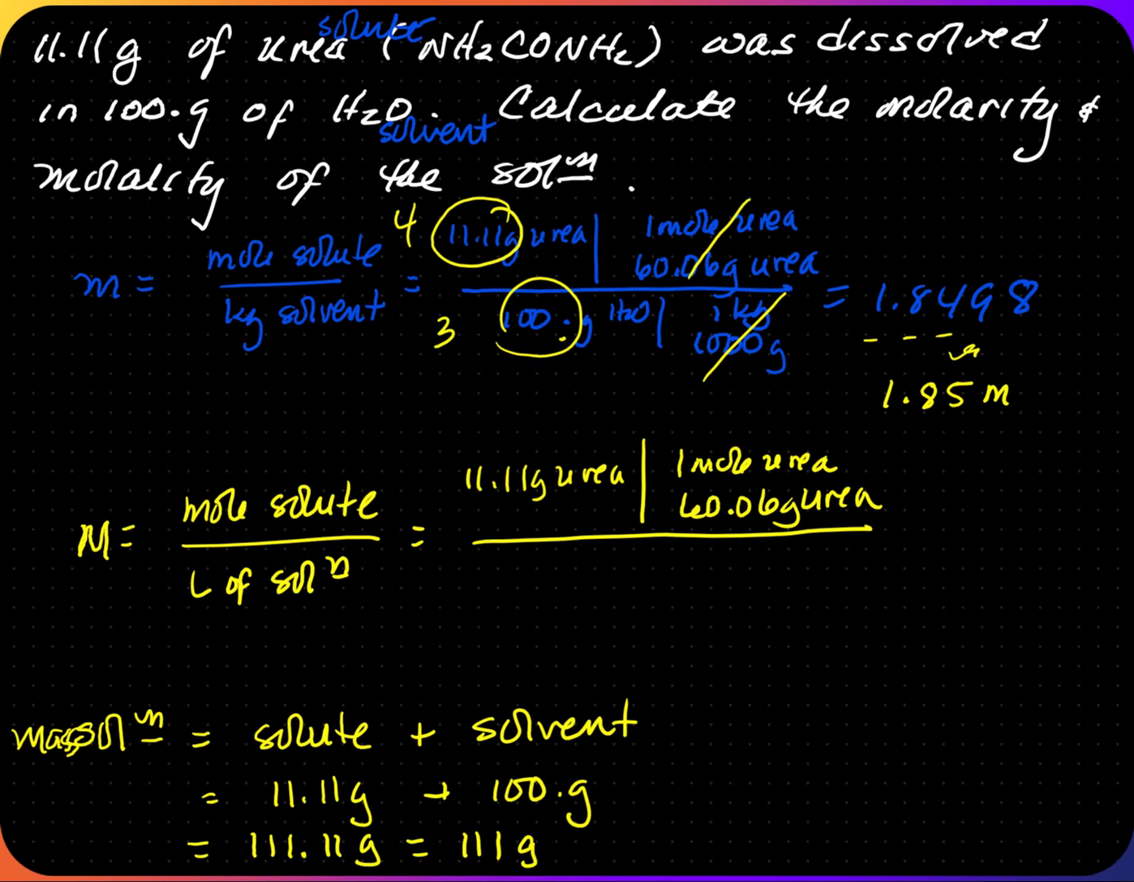Since we need the liters of solution and the density of the solution was not given to convert my grams into liters, we're going to just assume that the density of the solution is very similar to the density of water. And the density of water is 1 gram per mL. Written as a conversion factor, it tells you there's 1 gram of water in a volume that is 1 milliliter. So my mass of the solution is given as 111 grams. This is my solution.